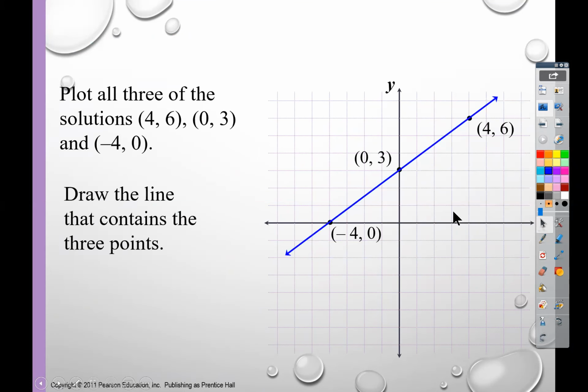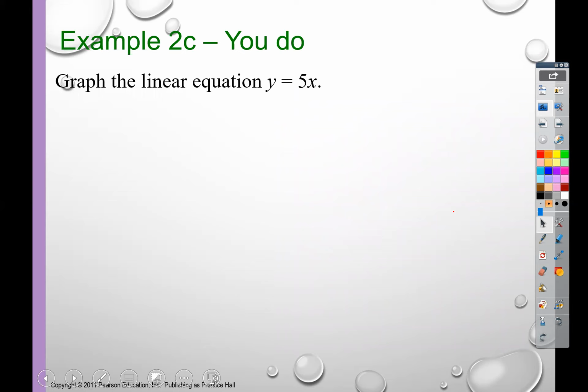And that is a different graph, actually. So, all right, you do this one. I'm going to give you a second to plot that.